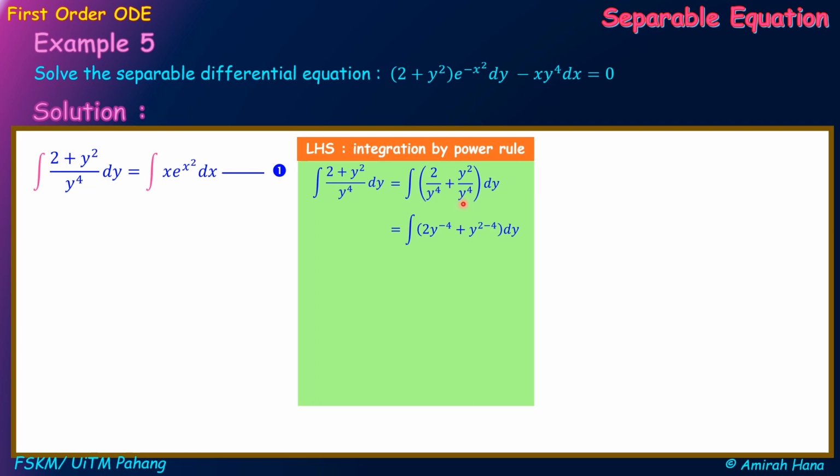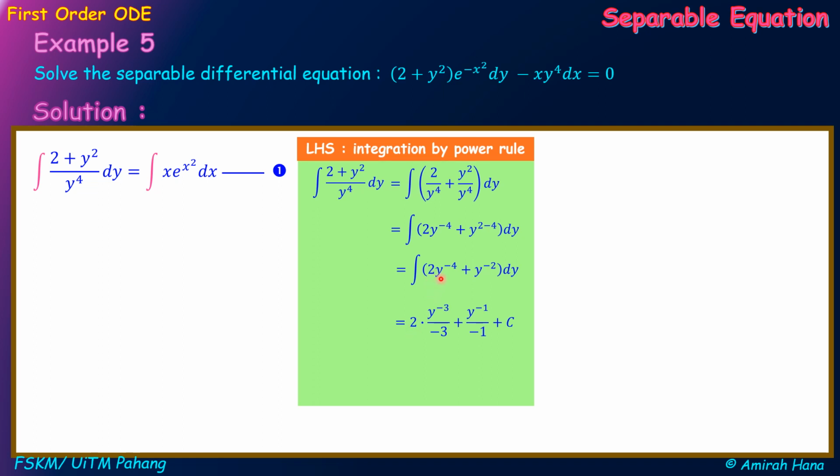So when we move up y to the power of 4 here, we have minus 4. Then it's equal to the integration of 2y to the power of negative 4 plus y to the power of negative 2 dy. From here, n is not equal to negative 1, so we can integrate using the power rule.